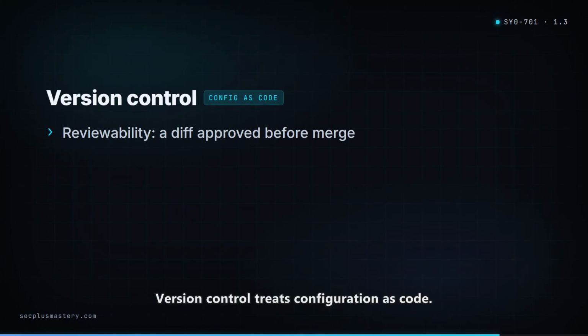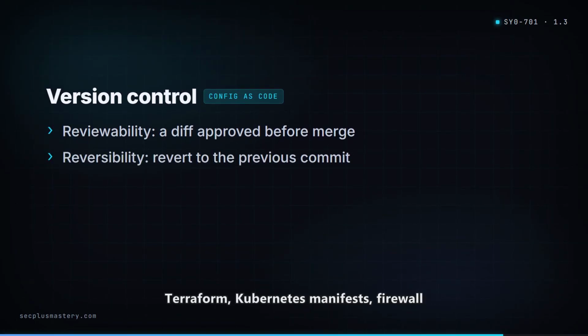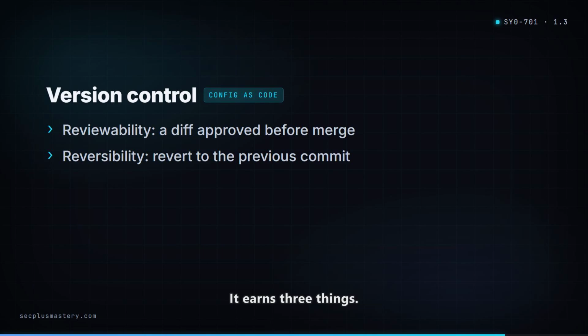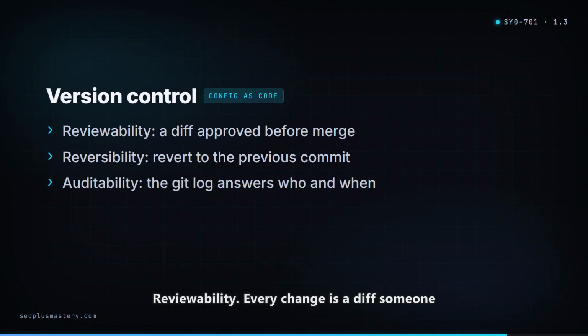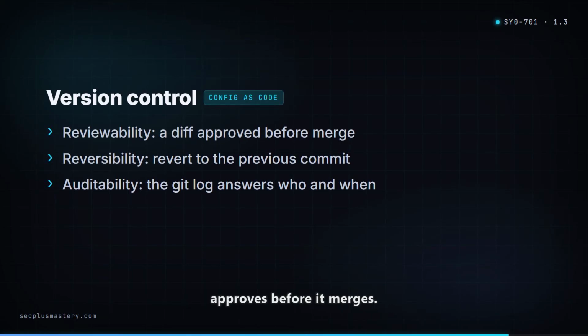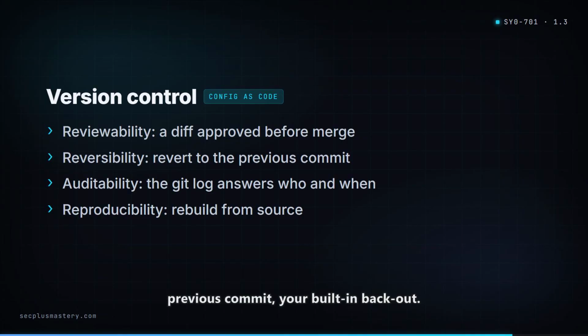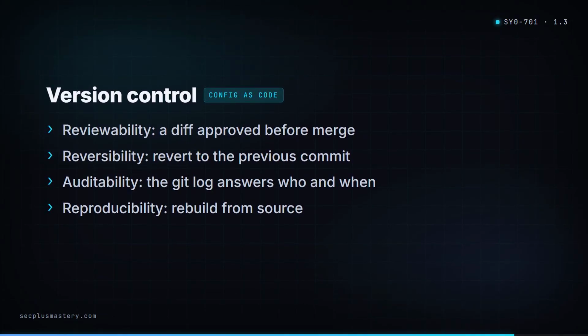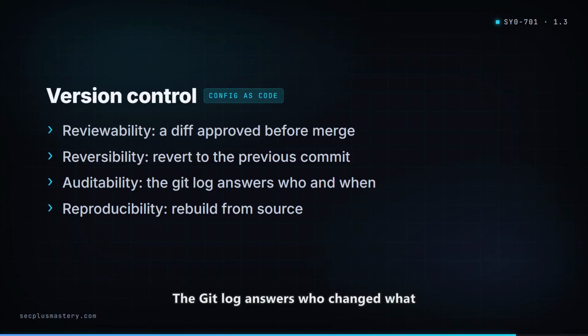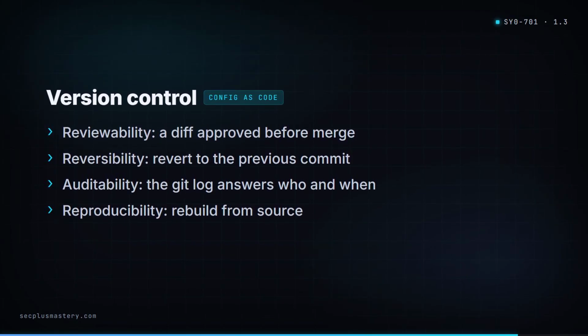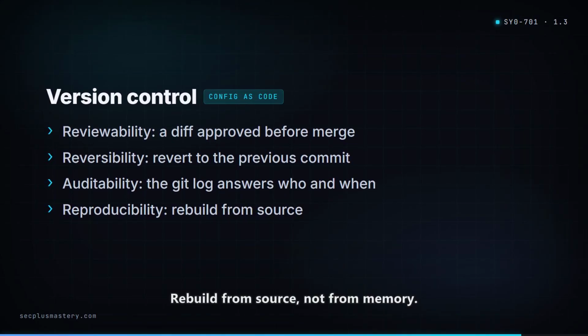Version control treats configuration as code. Terraform, Kubernetes manifests, firewall rules, and Git. It earns 3 things: reviewability, every change is a diff someone approves before it merges. Reversibility, a bad change reverts to the previous commit, your built-in backout. And auditability, the git log answers who changed what and when. This ties to reproducibility. Rebuild from source, not from memory.